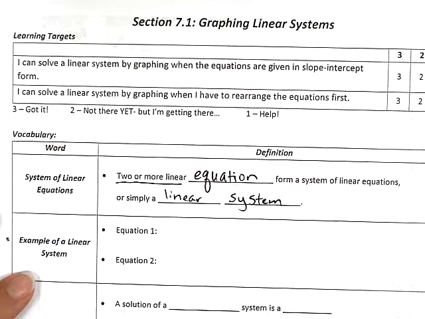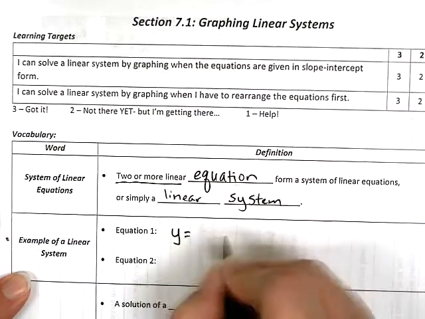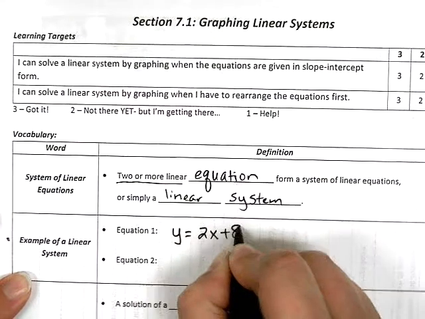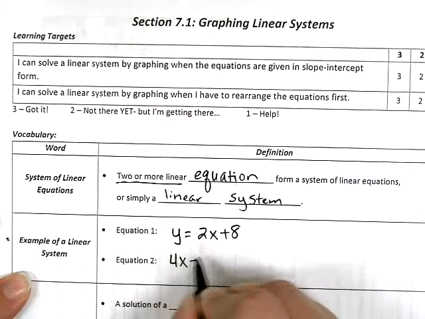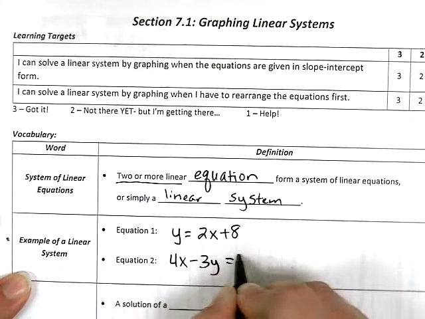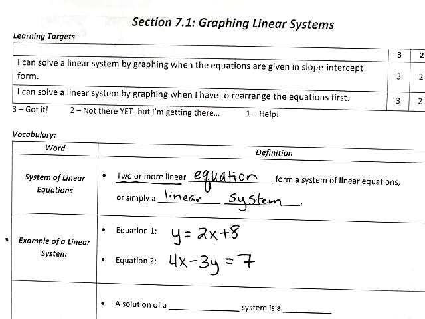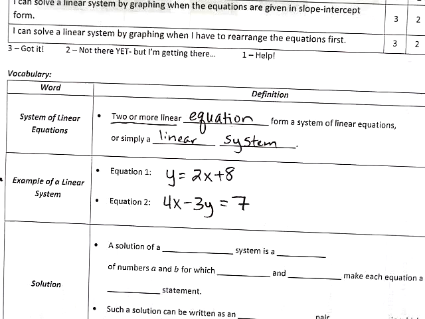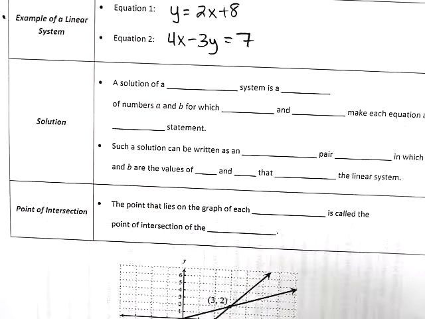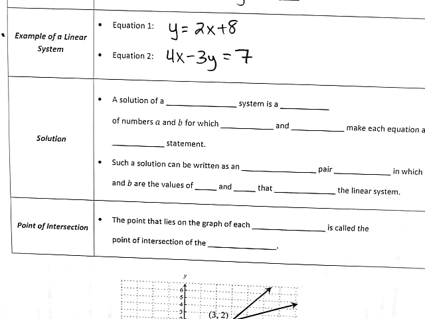So, for example, if I have y equals 2x plus 8 and 4x minus 3y equals 7, those two equations together are what form my linear system. It's not one or the other, it's the two of them together. Okay? Then we need to figure out what it means to have a solution to a linear system.